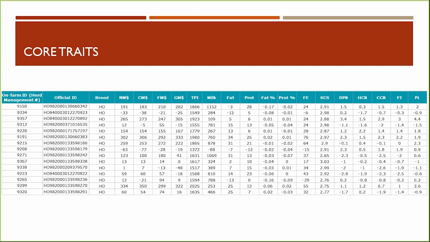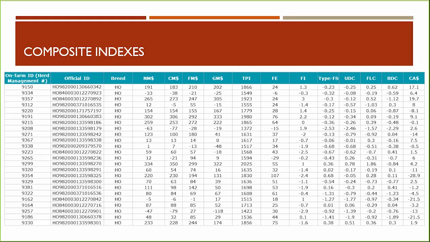Similarly, there's a page that's called composite indexes. So you can see some of this data is absolutely the same. It's just repeated and presented in a slightly different fashion. So again, you have those same couple: net merit, cheese merit, fluid and grazing merit, and TPI. But here you also have feed efficiency and fertility index. Those are both generated using the Holstein Breed Association scores. So this is what the composite index page would look like.